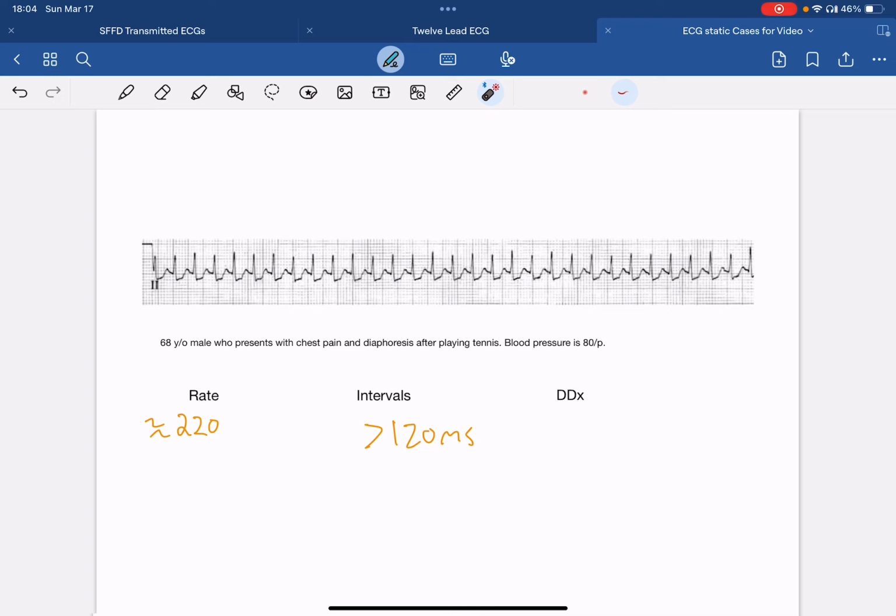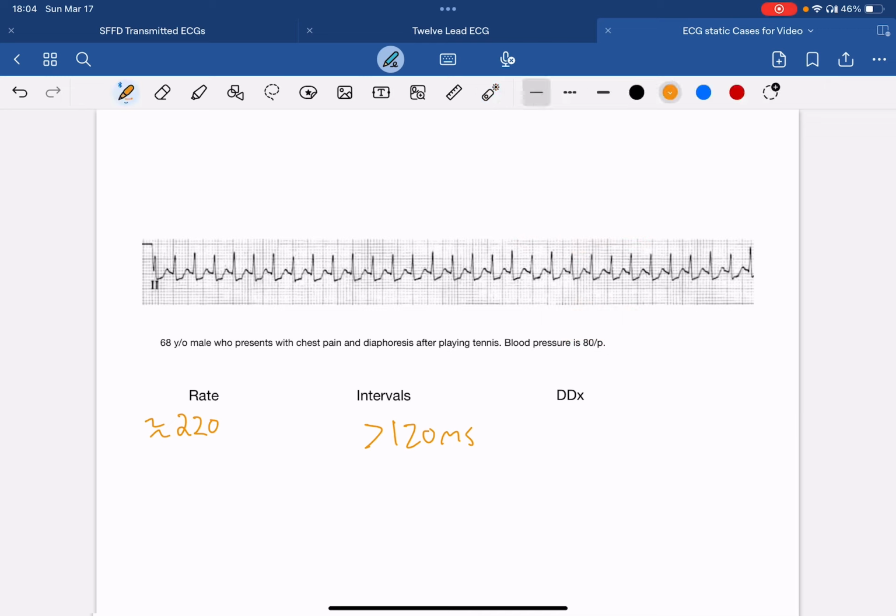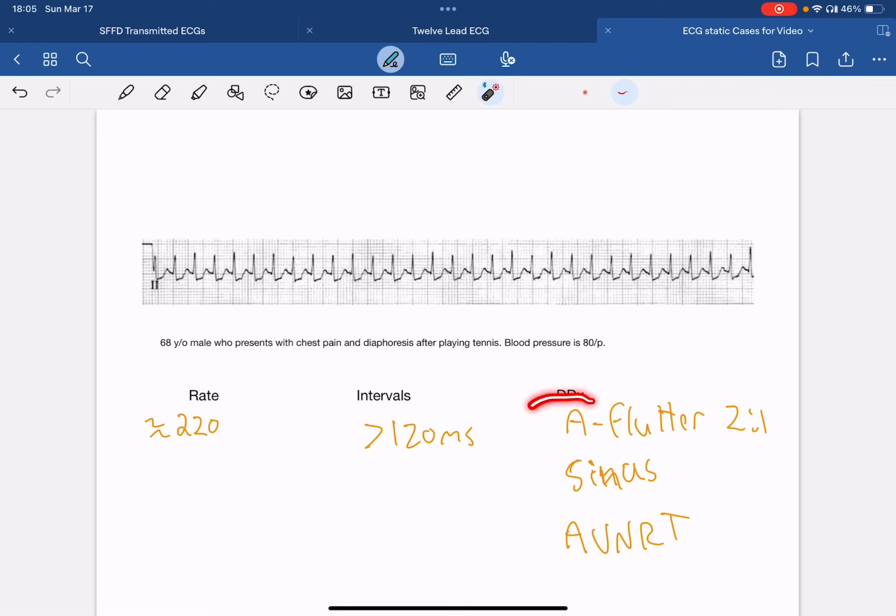So when we have a regular, narrow tachycardia, there are only a few things that really cause these types of arrhythmias. And so we've got a flutter with 2-to-1 conduction, we have sinus tachycardia, and we have AV nodal reentry tachycardia.